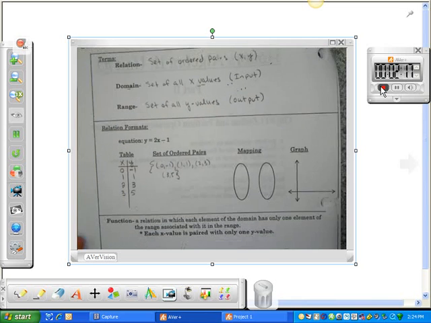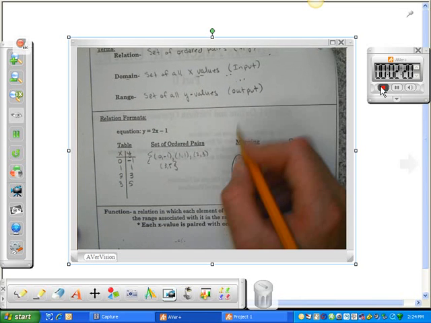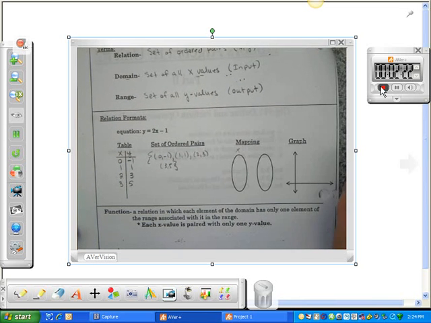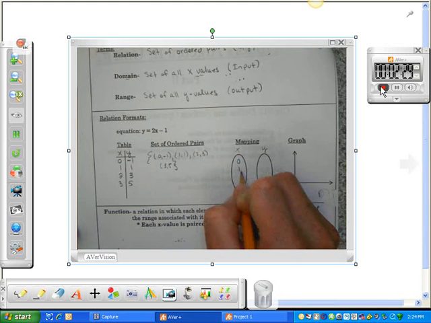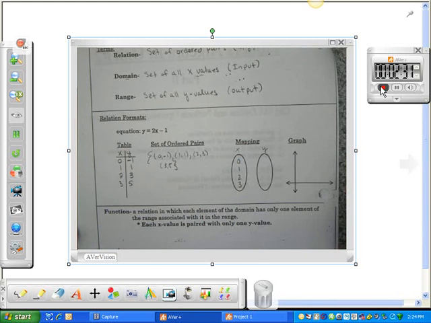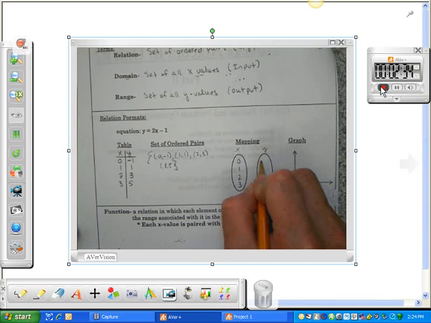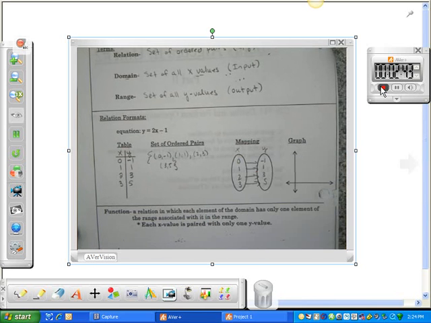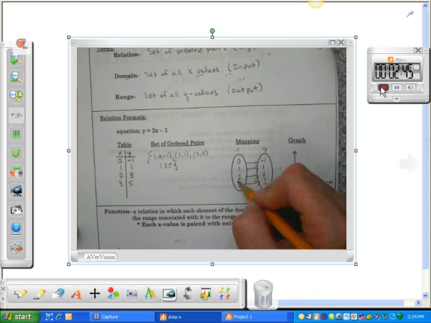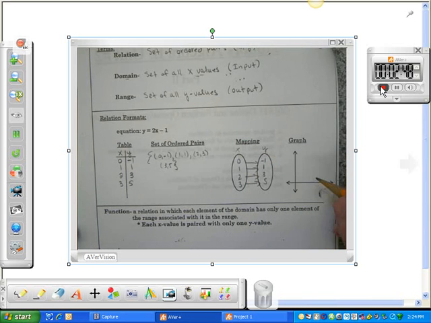We could also map. In mapping, we put all the x values in the first oval and the y values in the second oval. Just list them: 0, 1, 2, 3. And then 0 gets mapped onto negative 1, 1 to 1, 2 to 3, and 3 to 5. These all get mapped to one specific number. This is the domain, and the y's represent your range. So you have the domain values and the range values.